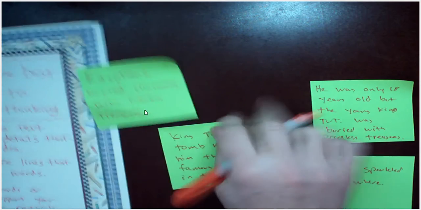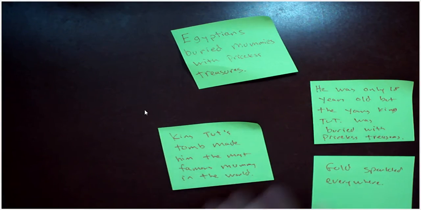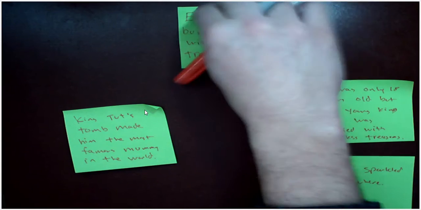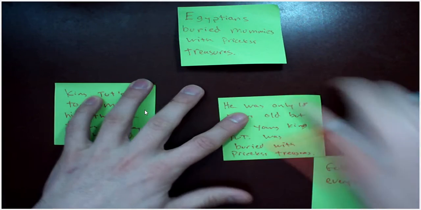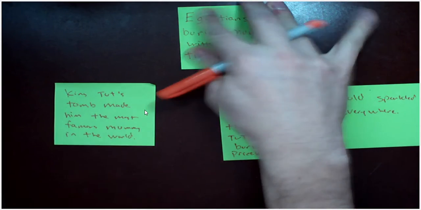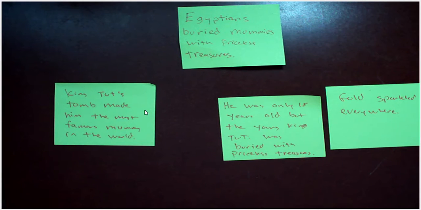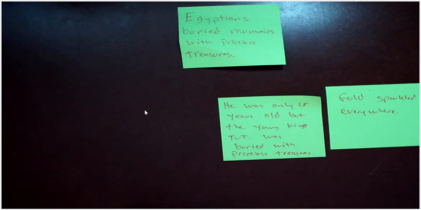So we've zoomed in on a lot of different ones. Do all of these, any of these, or none of these support my main idea? So let's have a talk about that. My main idea, again, for the 9th time, is that Egyptians are buried with priceless treasures. So King Tut's tomb made him the most famous mummy in the world. Does that really have anything to do with priceless treasures? I'm not really sure. I don't think so. It doesn't really even mention the word treasures. We're just saying more about King Tut. So I'm going to say that one doesn't really support it.